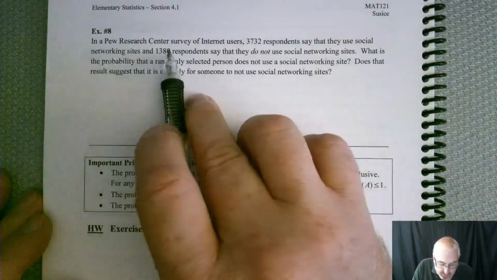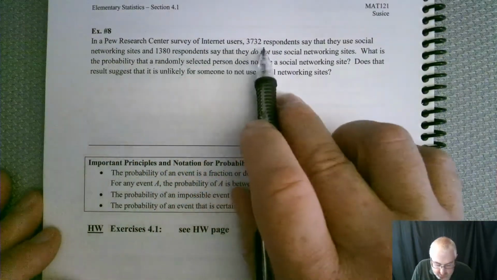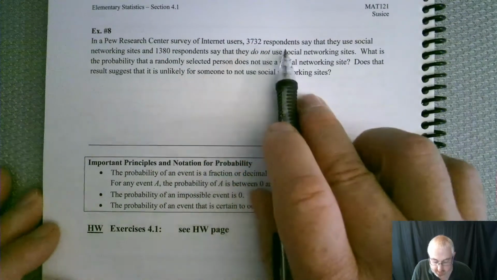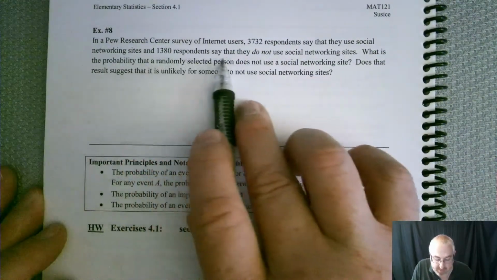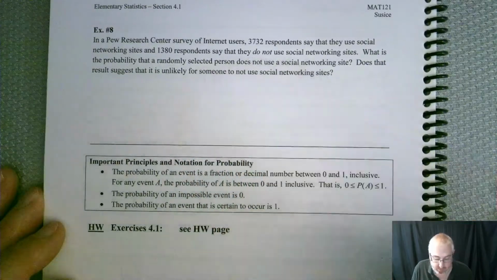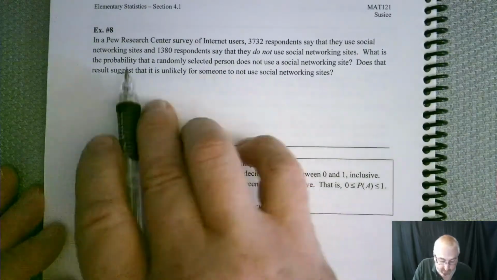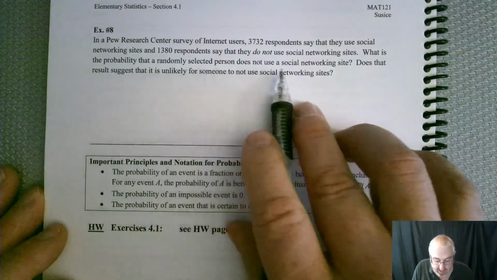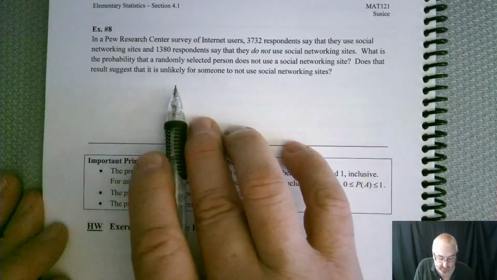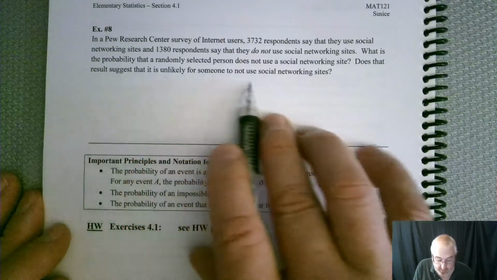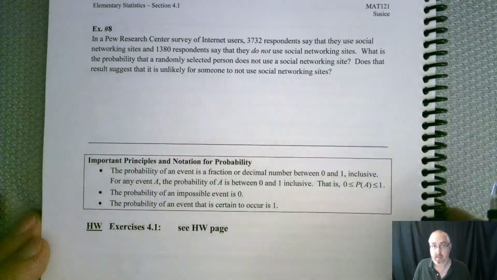So in a Pew Research Center survey of internet users, 3,732 respondents say that they use social networking sites, and 1,380 respondents say that they do not use social networking sites. What is the probability that a randomly selected person does not use a social networking site? Does that result suggest that it is unlikely for someone to use social networking sites?